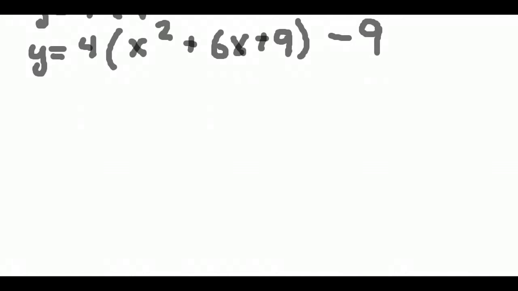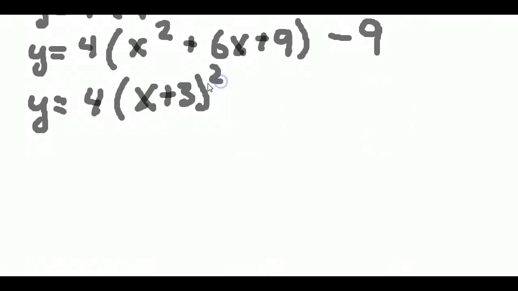We need to factor this because we still need to get it into the vertex form. So what is the factorization to get it into the x minus h closed squared? What's the factorization of x squared plus 6x plus 9? X plus 3. Yeah. X plus 3 closed squared. So what I have now is y equals 4 open x plus 3 closed squared minus 9.